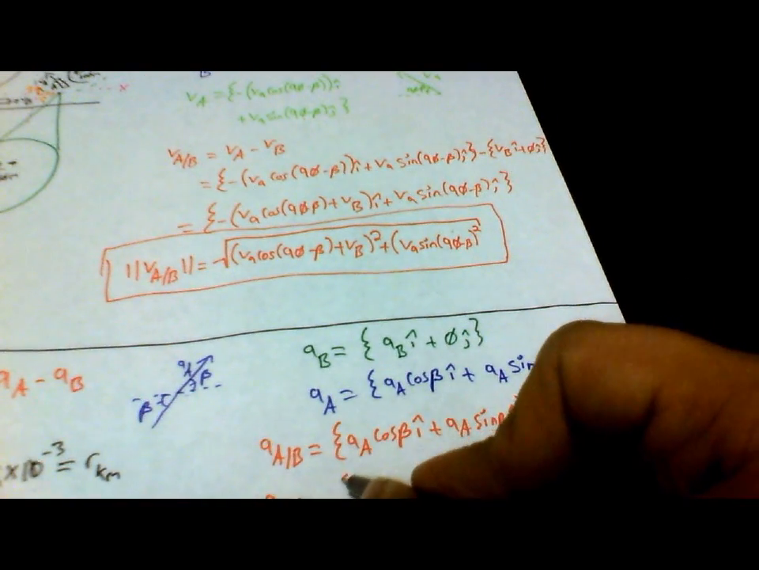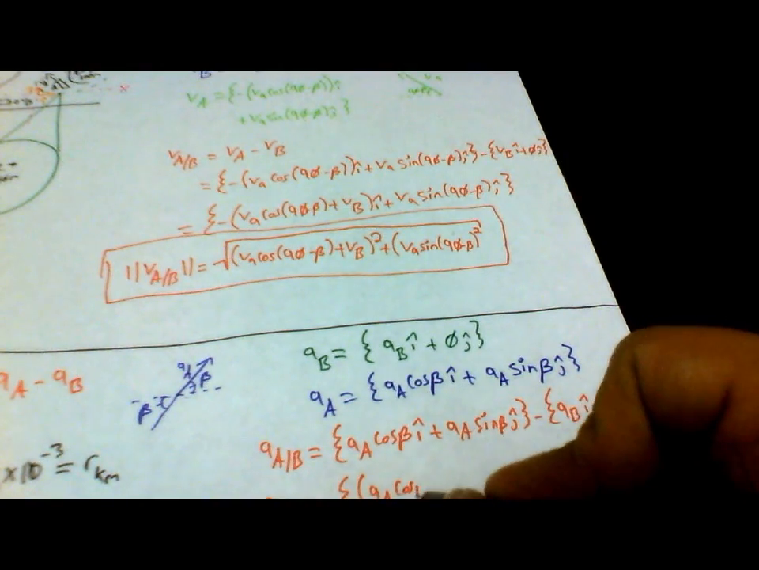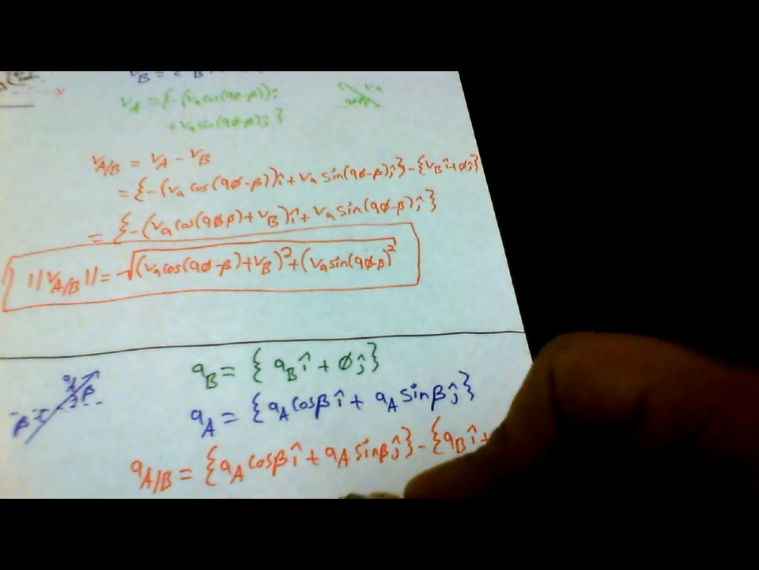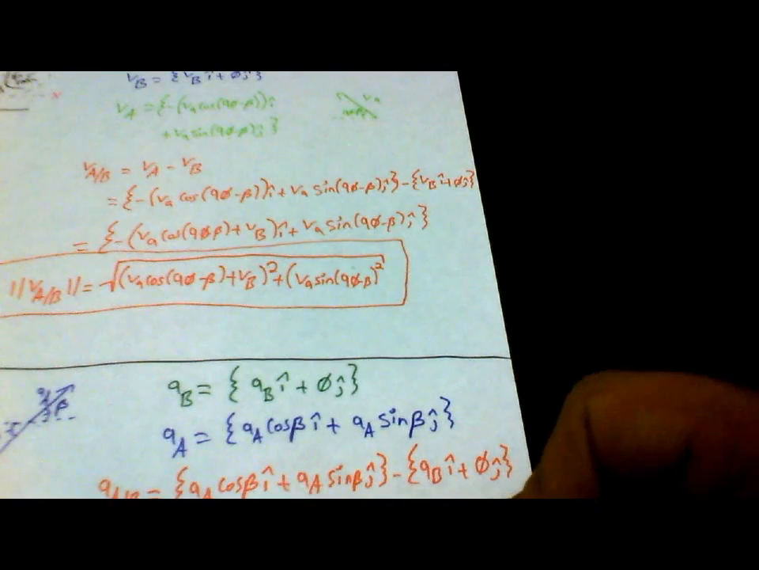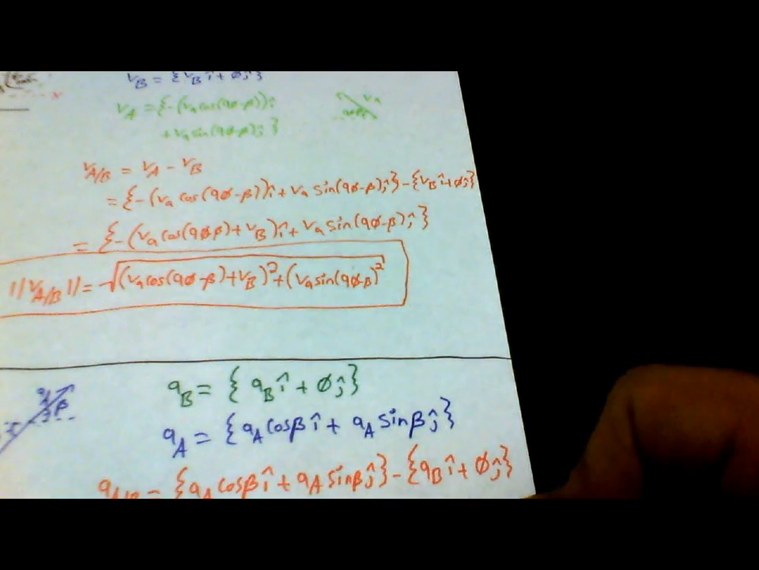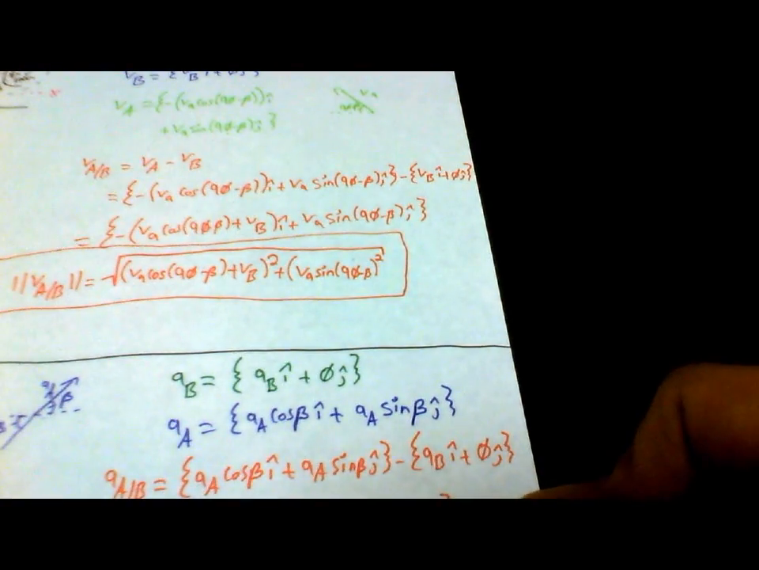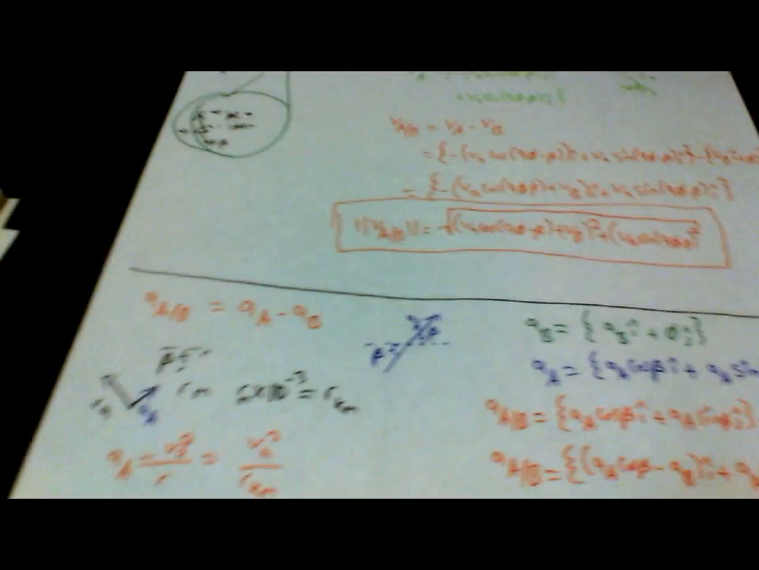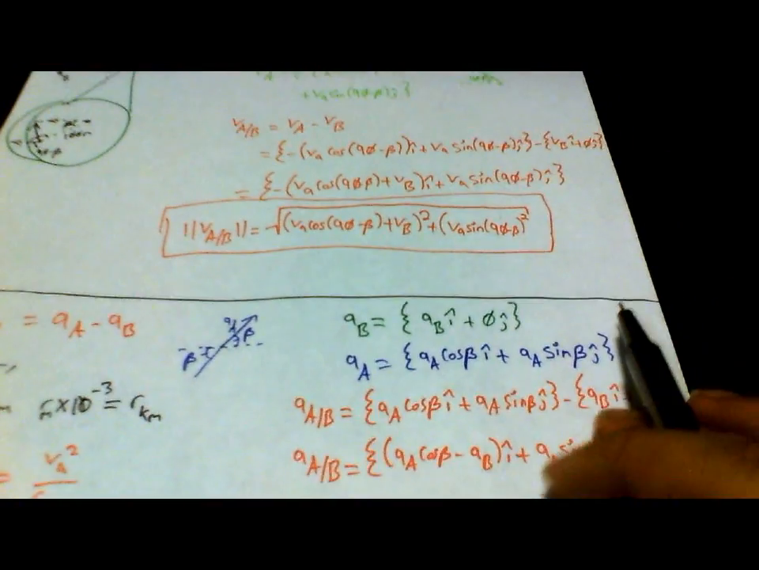This is just going to be acceleration of A cos beta minus acceleration of B in the I direction plus acceleration of A sine beta in the j direction. Now remember, acceleration of A from here is VA squared over R km. I'm just going to plug that in at the very ending, which is coming right about now.